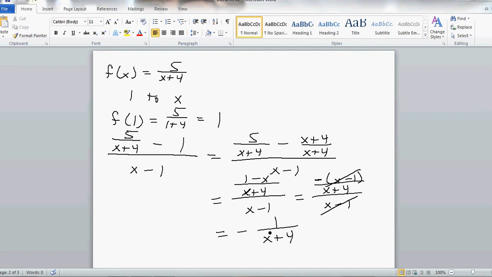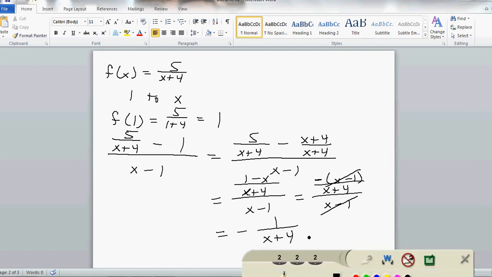And so the question now becomes, can this go any further, or is this in as simple a form as we can go? And the answer is we are done. So what is the average rate of change from 1 to x? It's negative 1 over x plus 4. And once again, this is number 16.